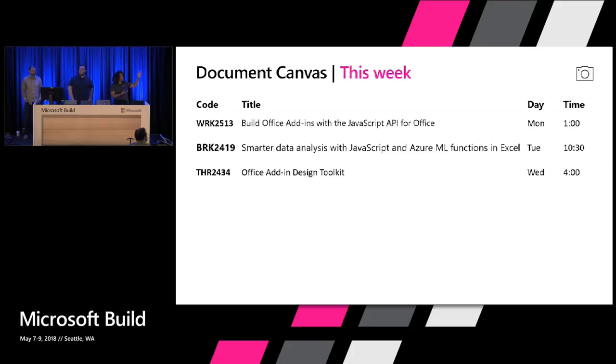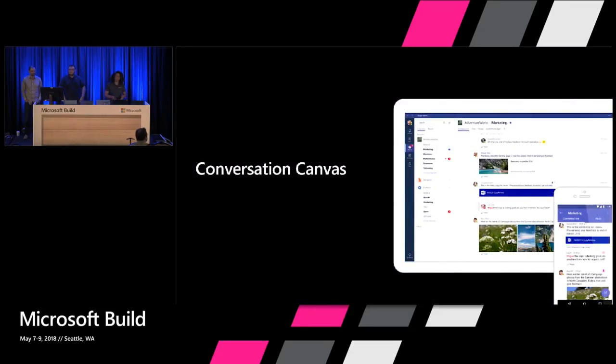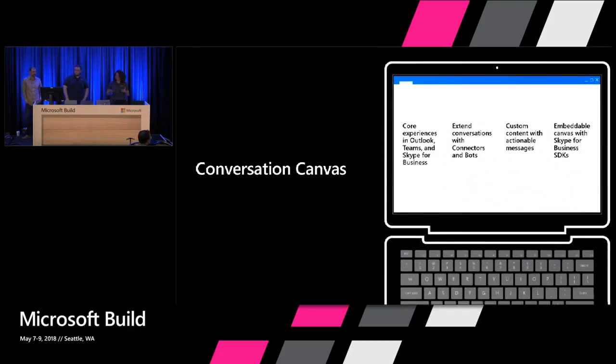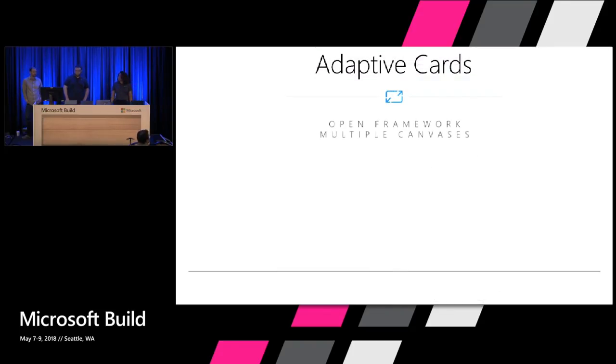And here is the list of the document canvas sessions that are available throughout the week, if you would like more information. Okay, so we talked about the document canvas. The next one is the conversation canvas. Any type of conversation you're having, whether that's one-on-one through email, with your team in your team's application, or whether you're just IMing your coworker to ask them a quick question, these are all covered as part of the conversation canvas. So some things that Rob mentioned earlier: connectors and bots, actionable messages, and again, add-ins that allow you to bring slightly deeper, more intense integration into the conversation canvas.